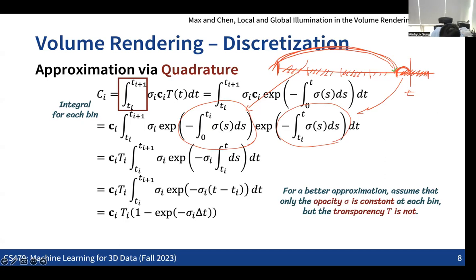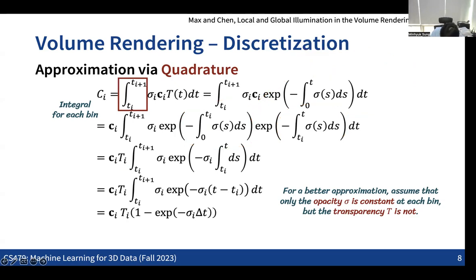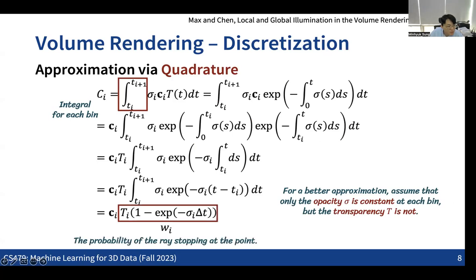The transparency until the previous bins can be pre-computed as the T_i in the formulation in the previous slide. We can also compute the transparency for the rest of the part using the same equation. At the end, we get this equation, and we can see that this is the probability, or how likely the ray will stop at each time t here, which becomes the weight for each of the radiance.